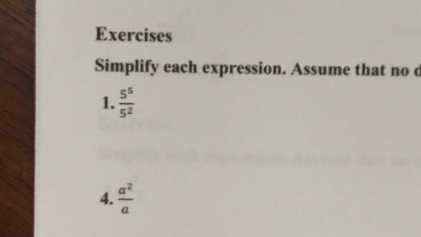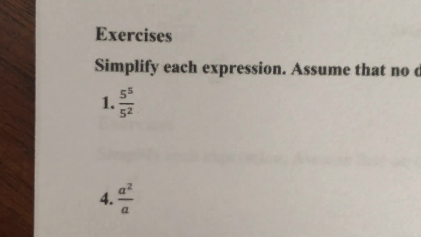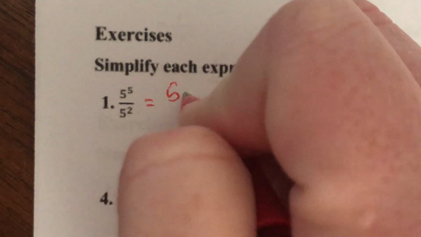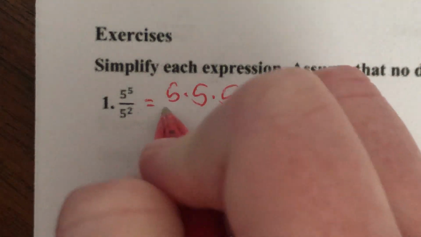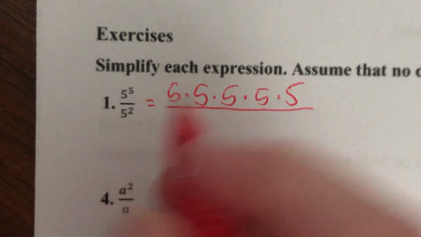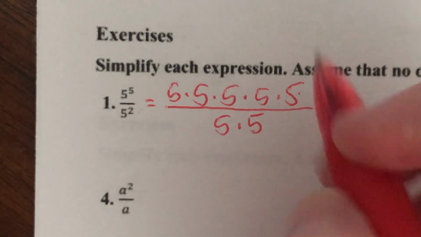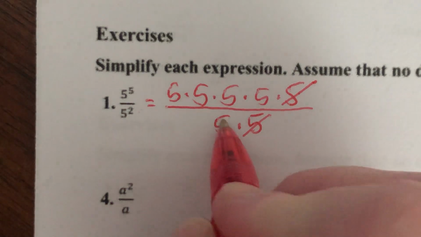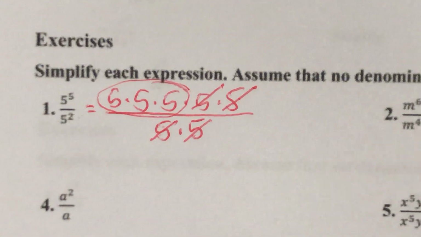Hopefully you don't mind. Okay, so I have 5 to the 5th power divided by 5 squared, right? If we were going to write this out, which I'm not for every problem, but just as a visual here, 5 to the 5th power means 5 times 5 times 5 times 5 times 5, 5 times, divided by 5 squared, 5 times 5, right? So these 5s cancel each other out. These 5s cancel each other out. And I'm left with just 5 times 5 times 5, right? Or 5 to the 3rd power.